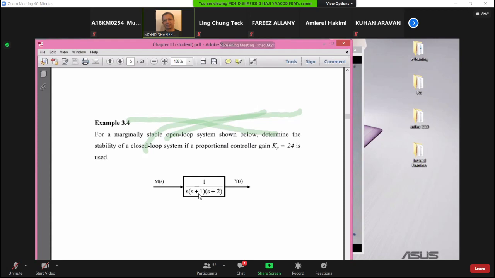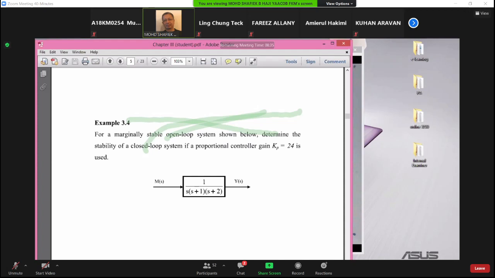See, your roots are -1 and -2, which are on the left of the imaginary axis, but one of the roots is 0, exactly on the imaginary axis. So that is why this is a marginally stable open loop system. And smart Alex comes in here and says, okay, since this is a marginally stable system, let us use a proportional controller gain Kp, turn this into a closed loop system and see whether the system is stable or not. Originally, the system is marginally stable. Now we are going to turn this into a closed loop system with a proportional controller gain of 24 and see whether the system is stable or not.